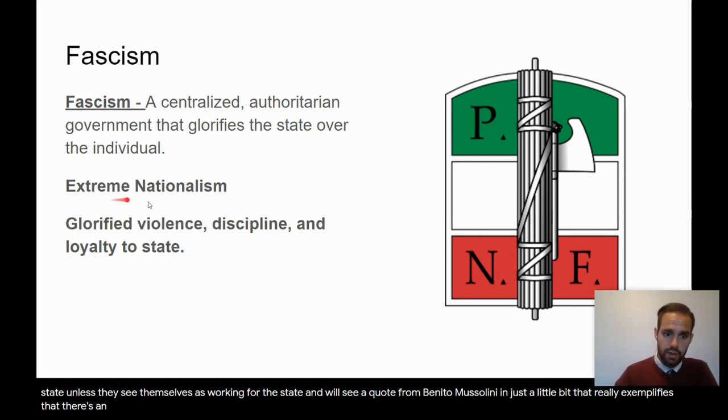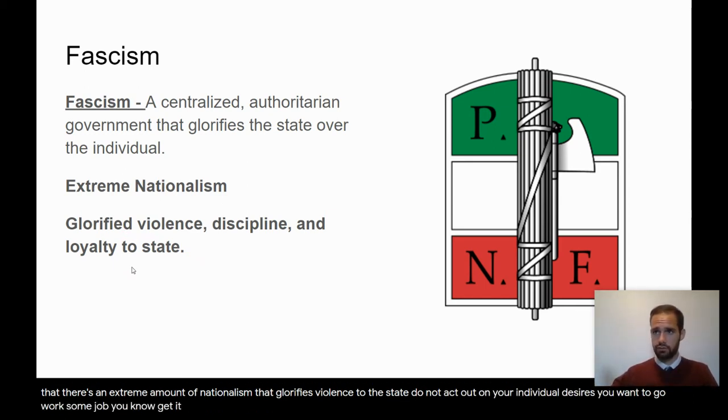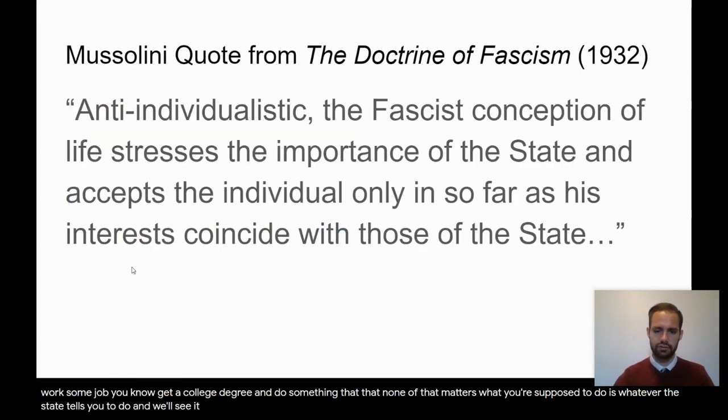There's an extreme amount of nationalism that glorifies violence, discipline, and most importantly, loyalty to the state. Do not act out on your individual desires. You want to go work some job, get a college degree, do something like that, none of that matters. What you're supposed to do is whatever the state tells you to do. And we'll see examples in just a second.